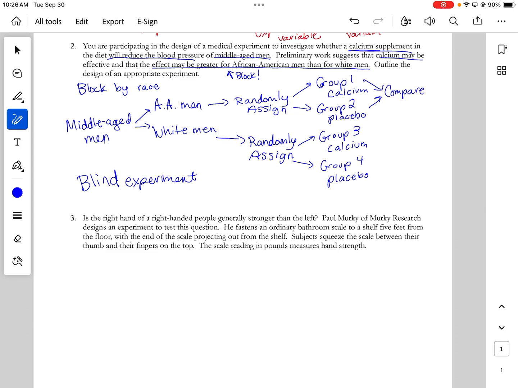All right, so then you would compare. What are we comparing? Blood pressure. Right, blood pressure, BP. So you compare it within each block. And then compare overall.